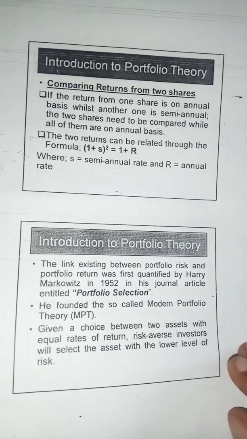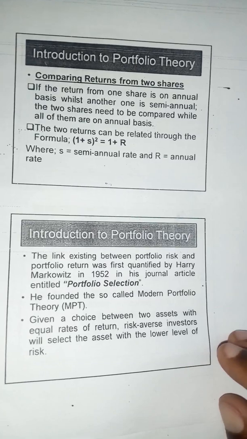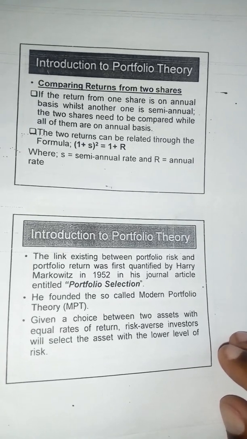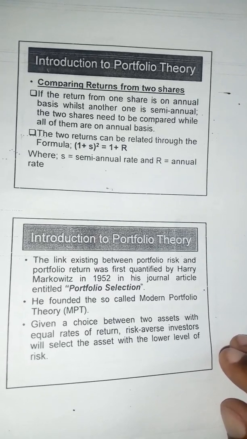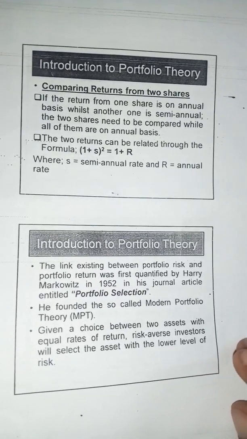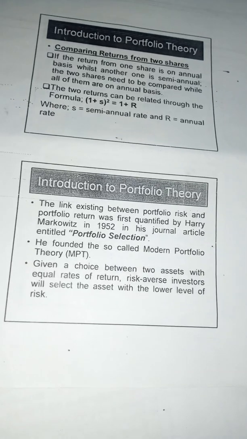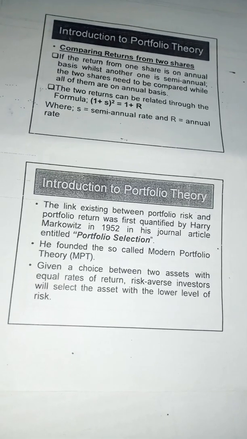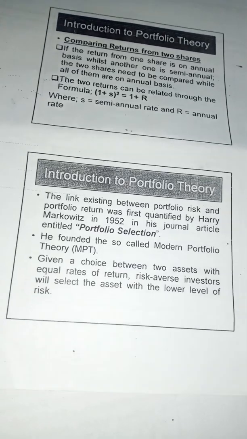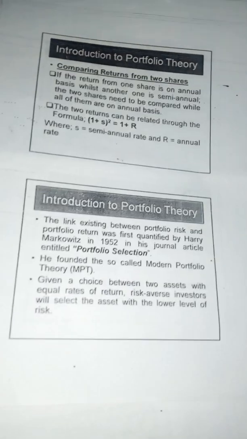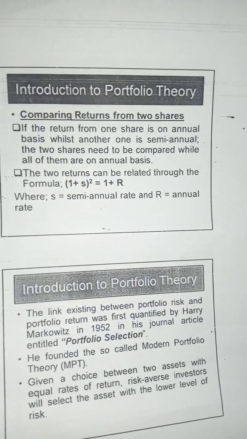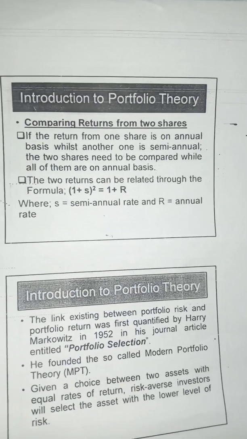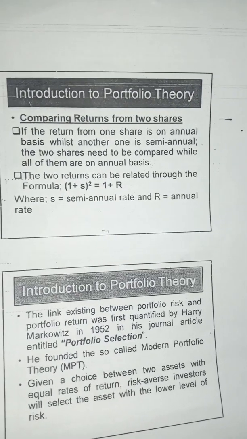Given a choice between two assets with equal rate of return, risk-averse investors will select the asset with the lower level of risk. The investor may choose the lowest level of risk because the investor is risk averse, and they do not expect to get a loss. They expect to get a profit. So they choose the asset that has the lower risk.